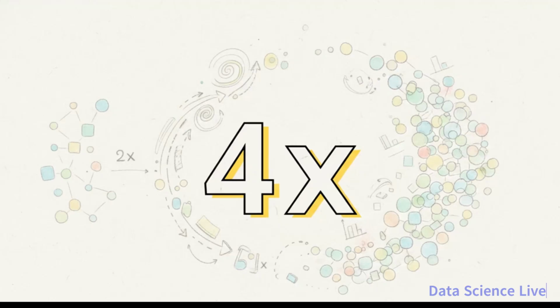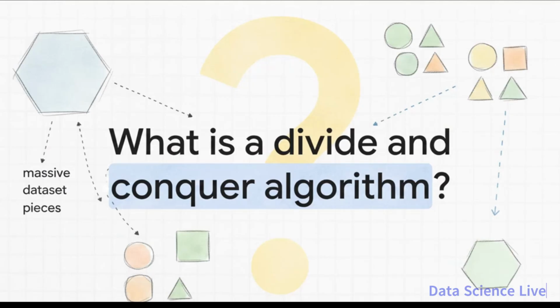Because bubble sort compares items one by one, its inefficiency scales rapidly. If you double your dataset, you quadruple the sorting time. By the time you reach millions of rows, processing slows to a complete crawl. To handle massive datasets efficiently, we need a different approach.